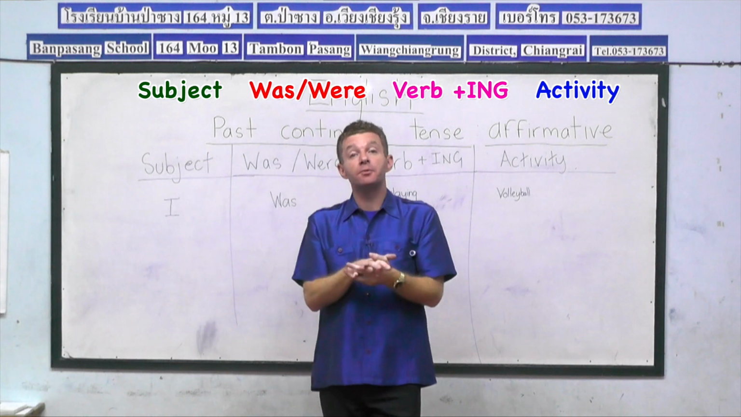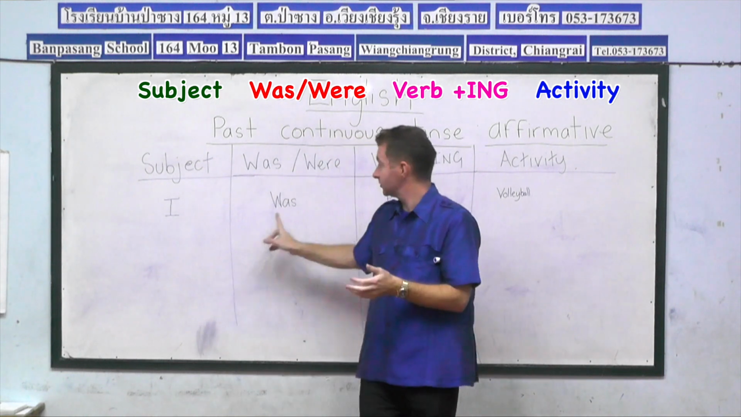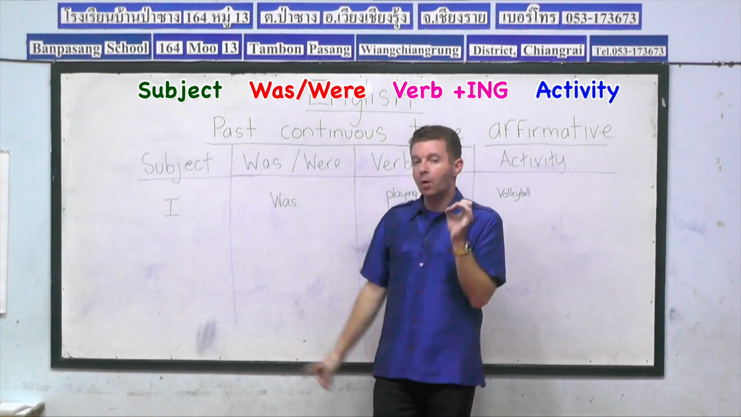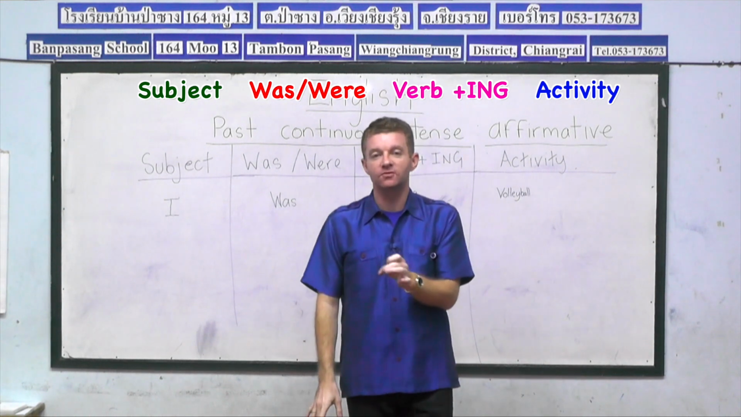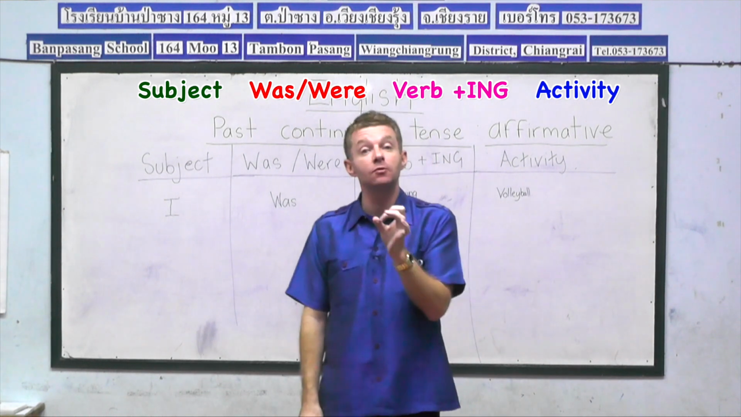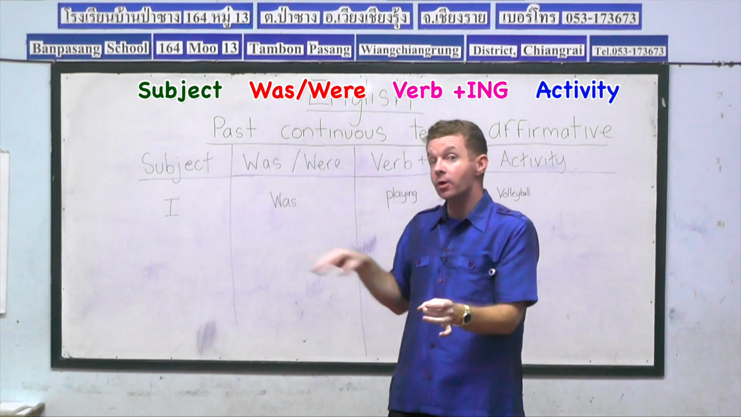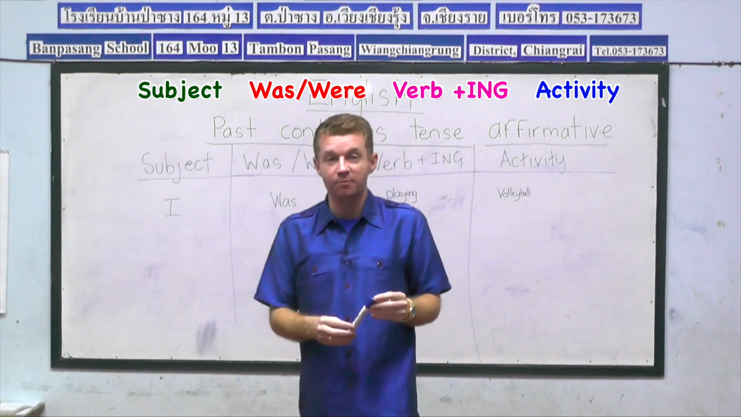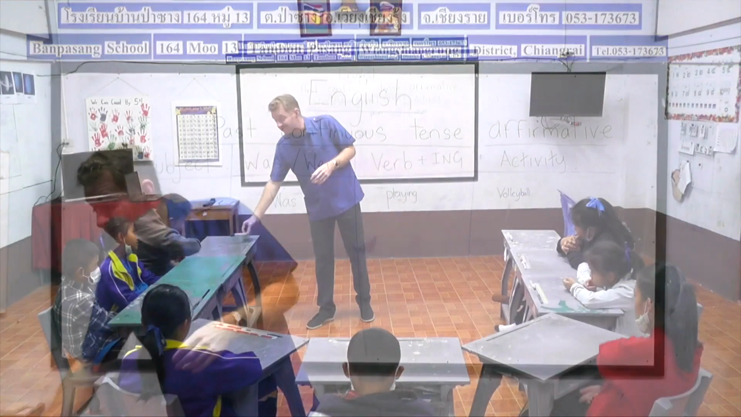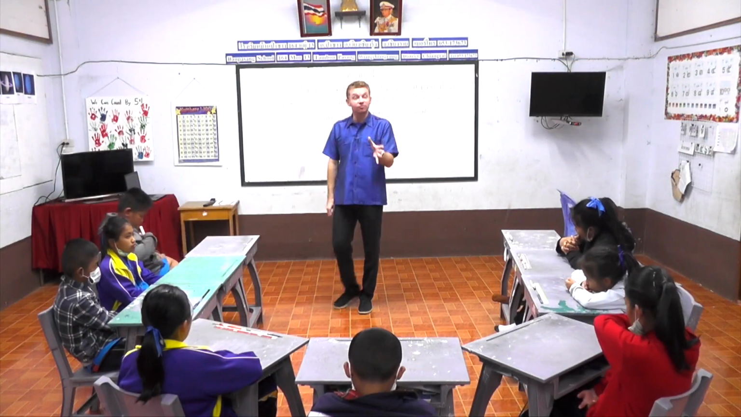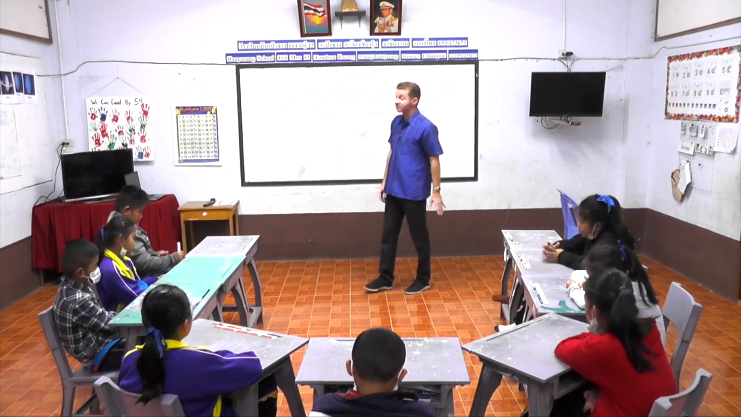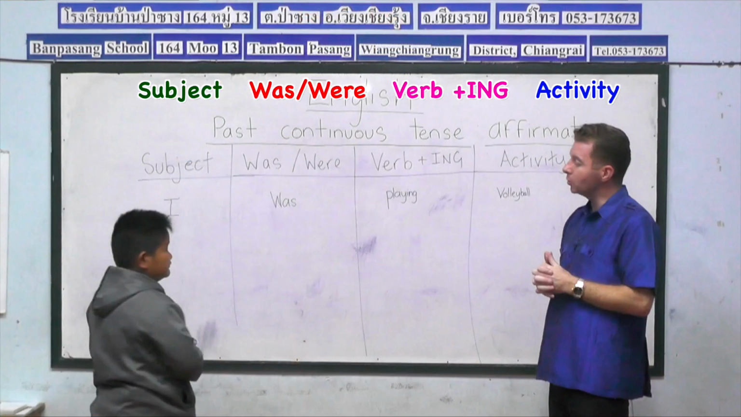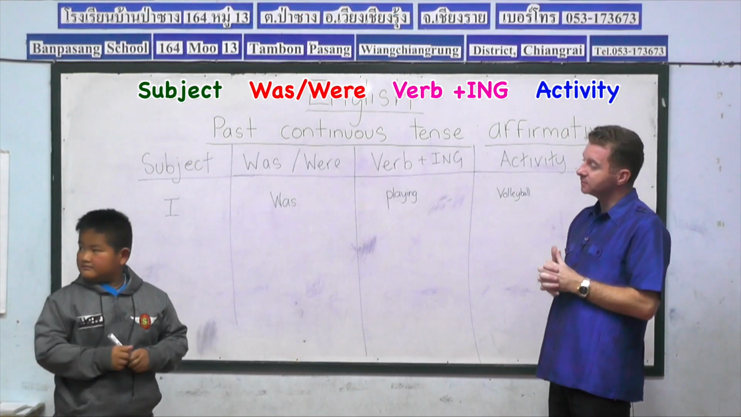So that was an example of an affirmative sentence using the word was. But what I want one of my students to do now is demonstrate how to use a pronoun and then with the word were. So we can't use I, we need to think of a different type of pronoun. So let's see if Net can come forward and show us how to construct a sentence correctly. Who will your sentence be about, Net?